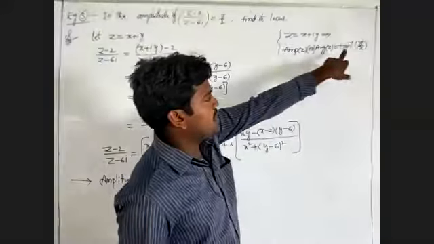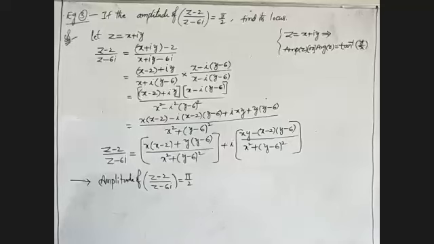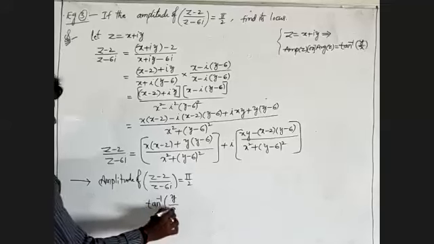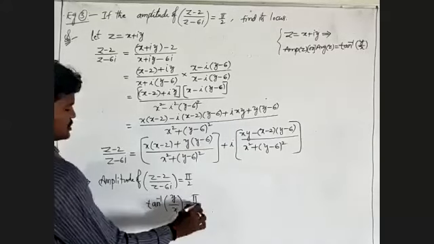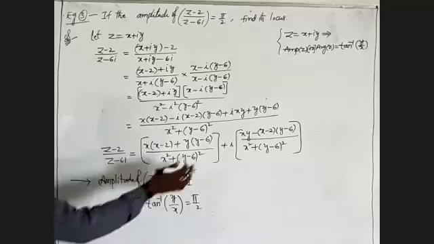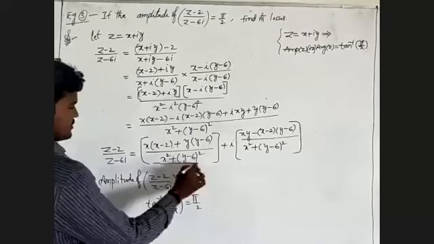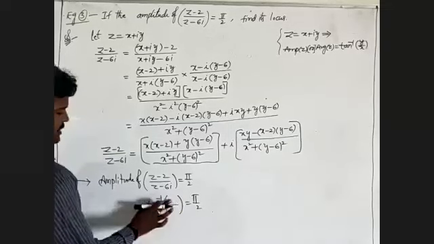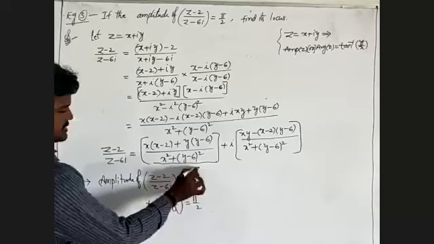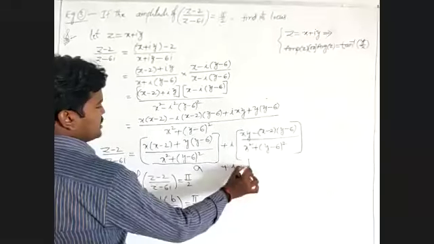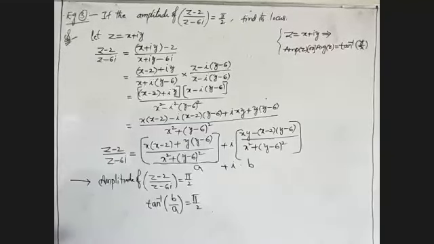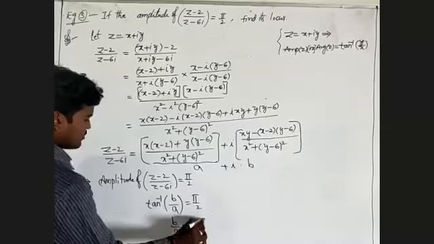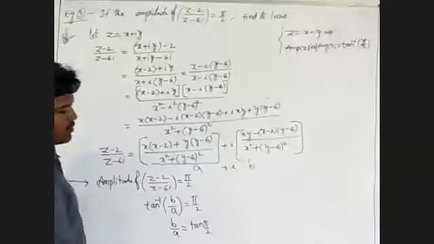The amplitude of a complex number must be written as tan inverse y by x, which is pi by 2, where y is the imaginary part. I will take a and b: tan inverse b by a, where the number is a plus i b. Then tan inverse moves to the other side, so b by a is tan pi by 2. I have to write their values.